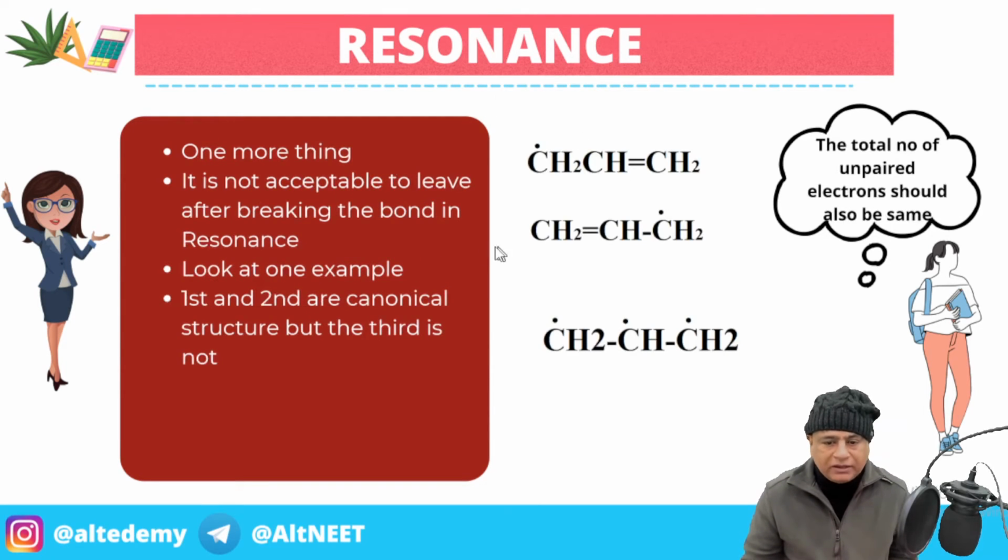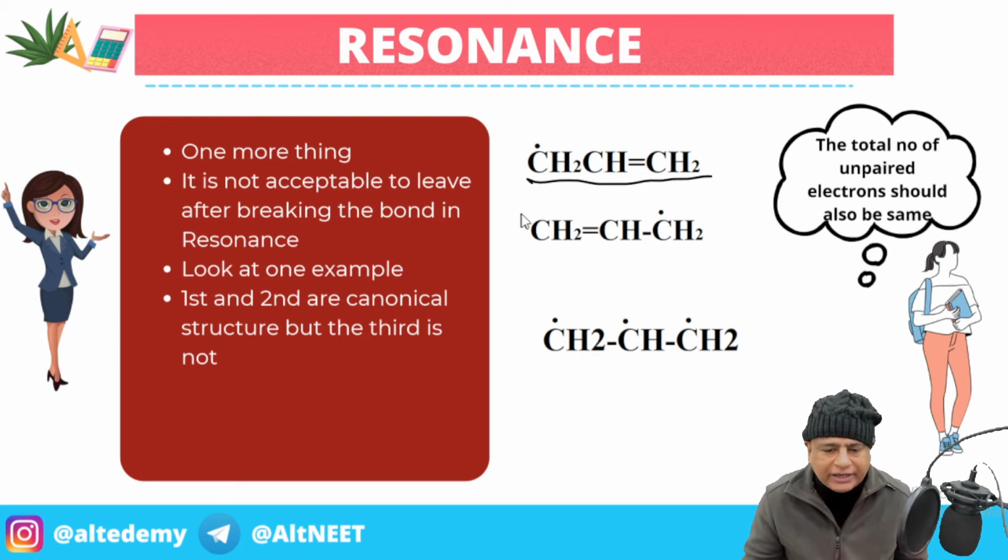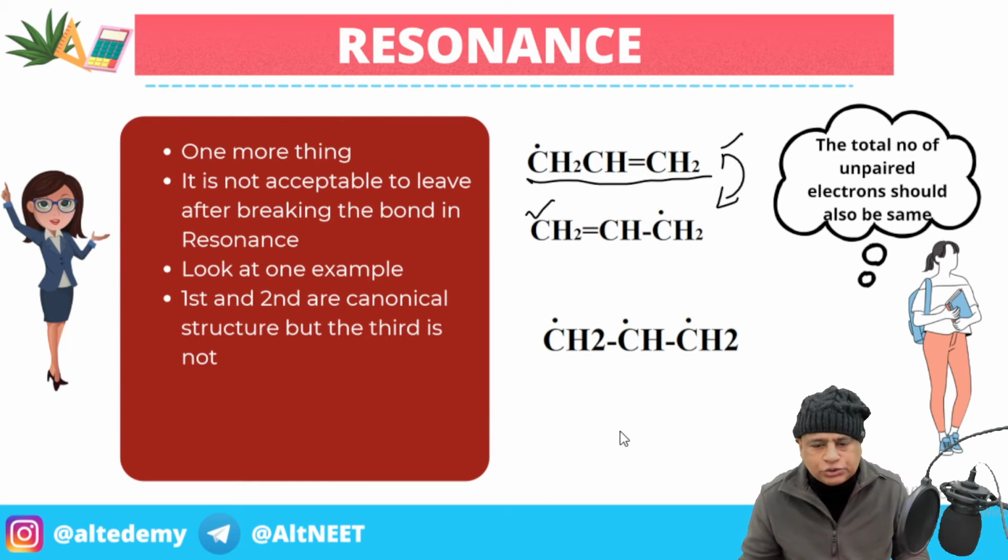Okay. Let us try to understand one more thing. It is not acceptable to leave after breaking the bond in resonance. Suppose we have this compound. This is a radical. This is the representation of a radical. Now this radical can be expressed in 2 different forms. These 2 are resonating structures of each other.